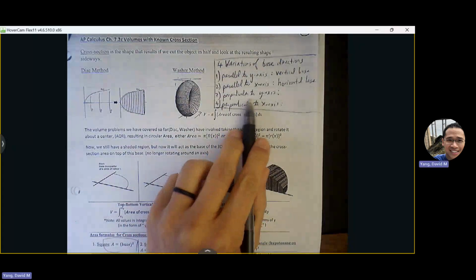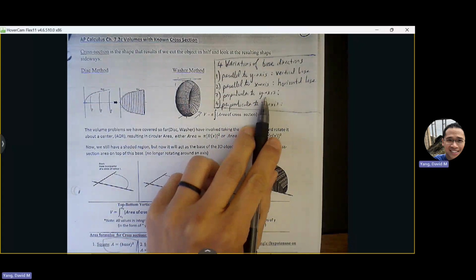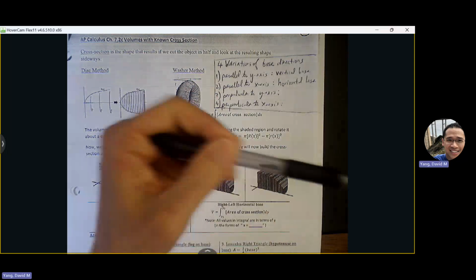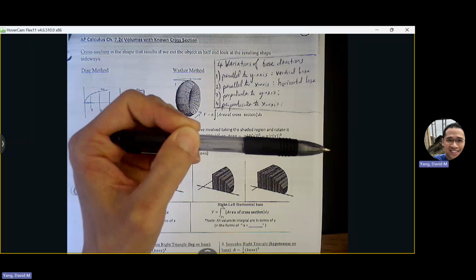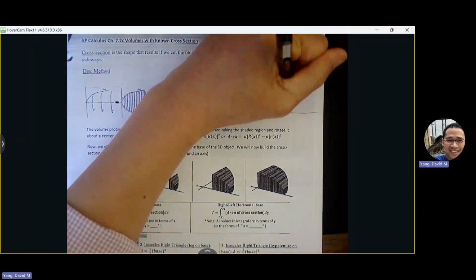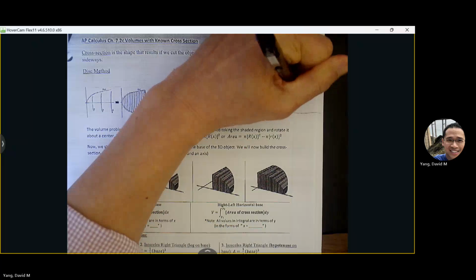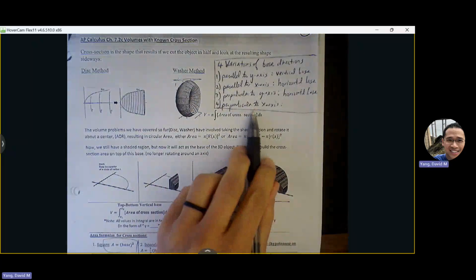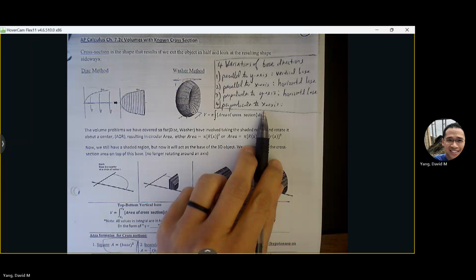Okay, perpendicular to the y-axis. That's horizontal, right? Y-axis is vertical. Perpendicular means I got to make it 90 degrees away from that initial vertical. So this is going to be horizontal. Perpendicular to the x-axis. Vertical. Okay.